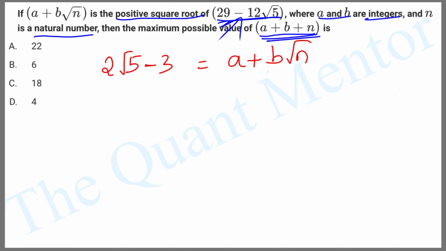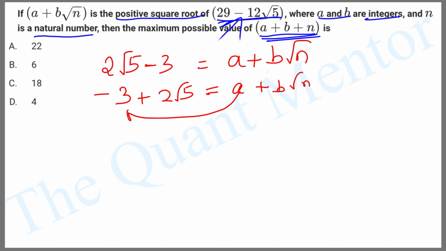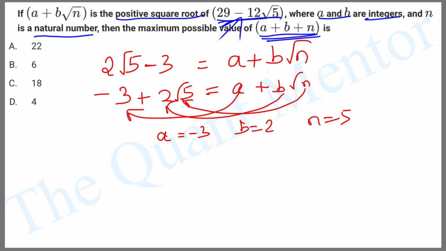The next step is we compare 2 root 5 minus 3 with a plus b root n. A slight rearrangement of the terms will give me minus 3 plus 2 root 5 as a plus b root n. Now if we compare, you'll see that a should be equal to minus 3, b should be equal to 2, and n should be equal to 5. So a is minus 3, b would be 2, and n would be 5. And we want the max value of a plus b plus n. So we'll add all these three. When you add all these three right now, you will get the sum 4.